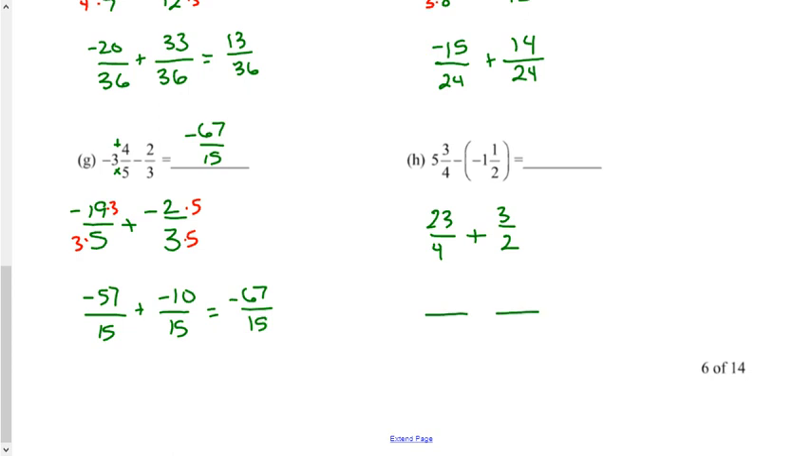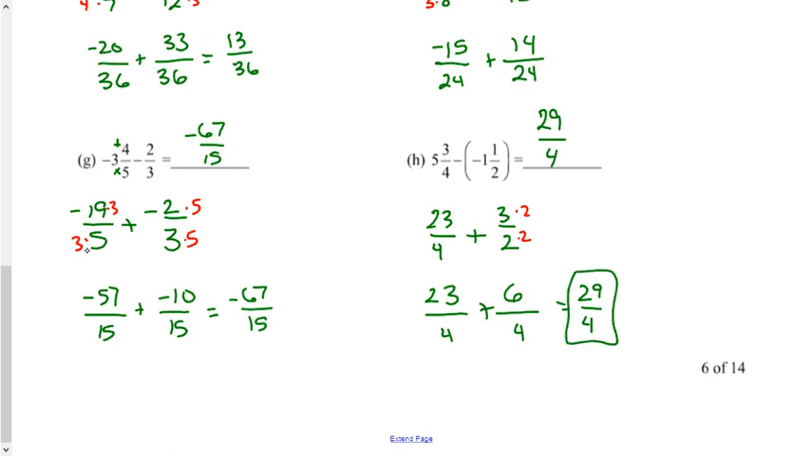Got to get common denominators, which is going to be fourths. And so the first one doesn't change at all. That's just 23. The second one, we got to multiply by 2 on top and bottom, and that will turn this into 6/4ths. Lastly, I get 29/4ths. There we go. 29/4ths is our final answer for that.